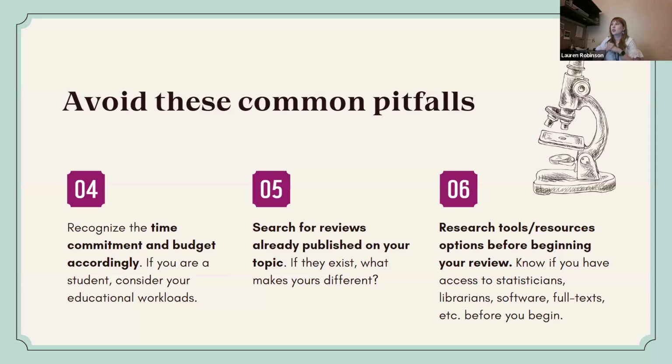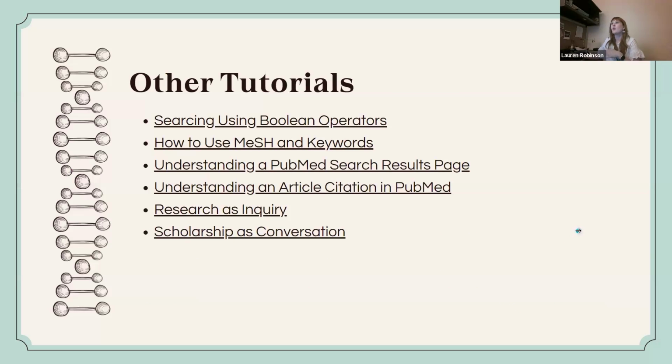And then research tools: begin early on trying to figure out which tools you're going to use. If you're going to need a statistician, if you're going to need software, if you're going to need to learn that software, plan ahead, and that will make your process a whole lot quicker moving forward. This is mainly for systematic reviews or evidence syntheses. Literature searching, again, can be done much quicker. And we have some other tutorials if you're brand new to searching, if you're trying to understand what a PubMed result page is, how to read a citation, how to even use Boolean or MeSH. We have some tutorials available to you.